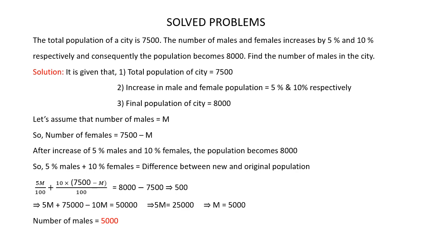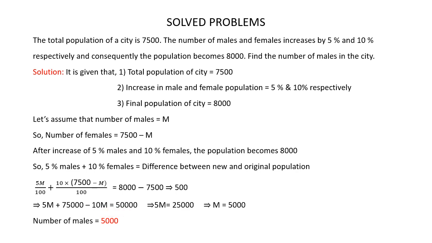10 multiplied by 7,500 is 75,000. 10 multiplied by minus M is minus 10M. Now when you multiply the LCM 100 with 500, you will get 50,000. So now you have 5M plus 75,000 minus 10M is equal to 50,000.